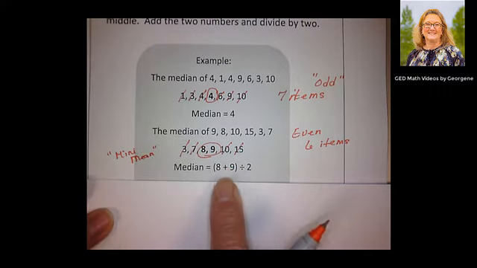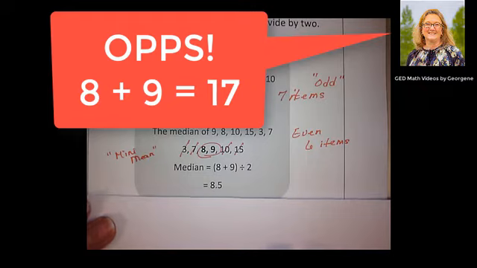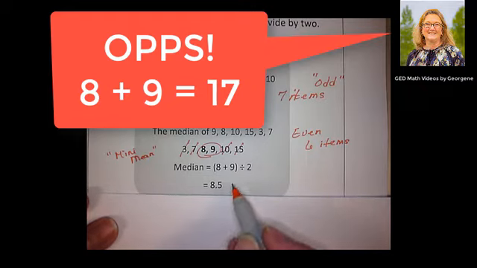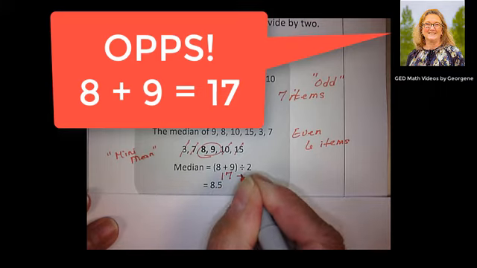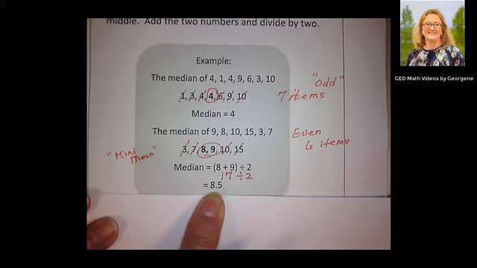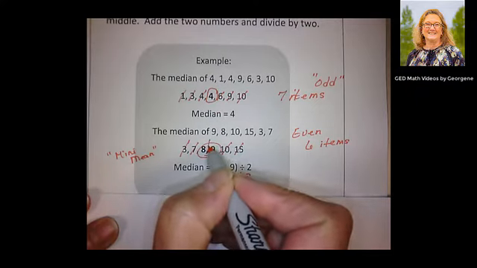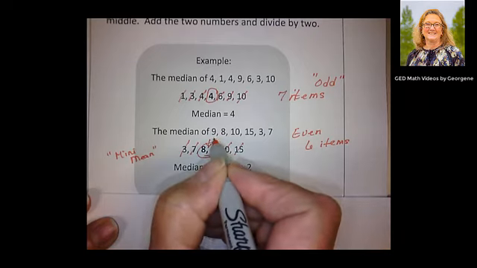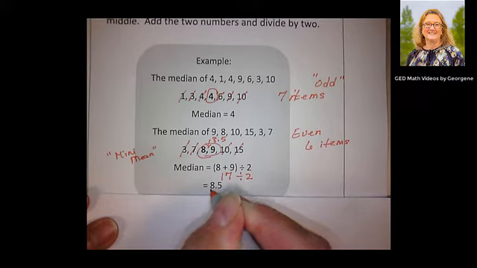What we have to do is add those 2 middle numbers, 8 plus 9, which gives us 18. And 18 divided by 2, I'm sorry, that's my mistake. 8 plus 9 is 17. And 17 divided by 2 is 8.5. So our middle number, which is right in between the 8 and the 9 here, is going to be 8.5. And yes, it can be a decimal number, so be careful about that.